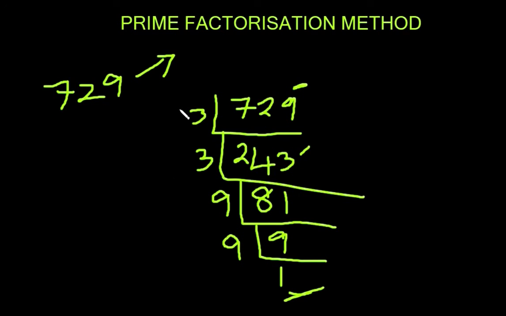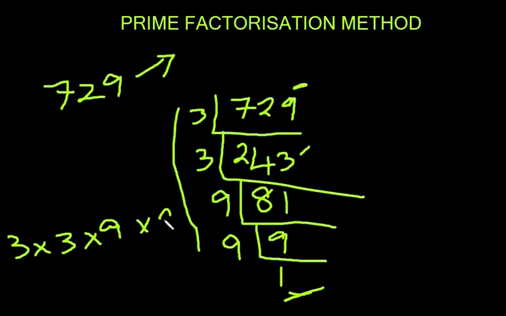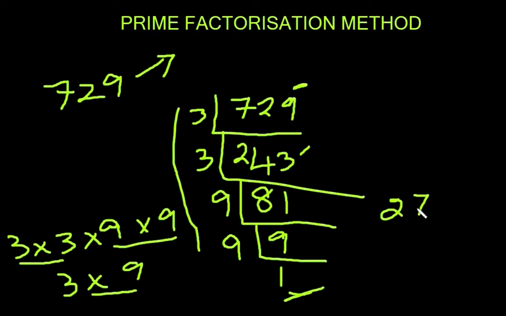Now just write the numbers: 3 into 3 into 9 into 9. And then what is the next step after doing this? After you write the numbers, you just have to couple them up. 3 into 3, just write it as 3. And 9 into 9, just write it as 9. Now tell me, what is 3 into 9? It is 27. So the square root of 729 is 27.